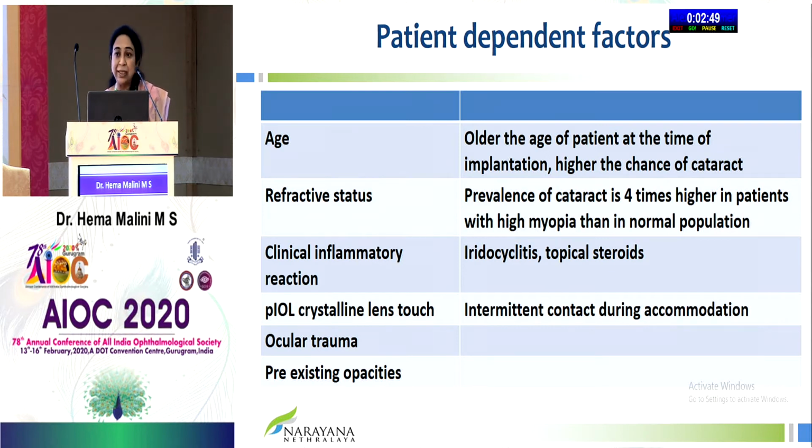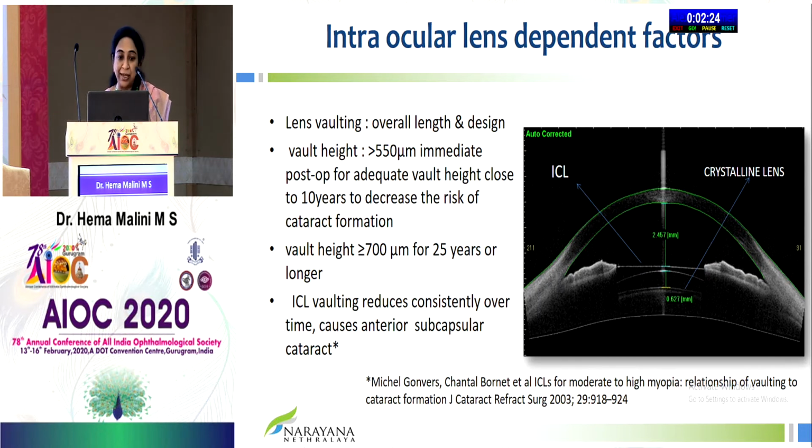So what are the factors that would induce cataract formation post ICL? Let us look at the patient dependent factors. So first would be the age. The older the age of the patient at the time of implantation, the higher the chance of cataract. Also, history of trauma. You should also look for pre-existing opacities even before you plan your ICL implantation. Also, a higher refractive state, higher myopia, has a greater chance of cataract.